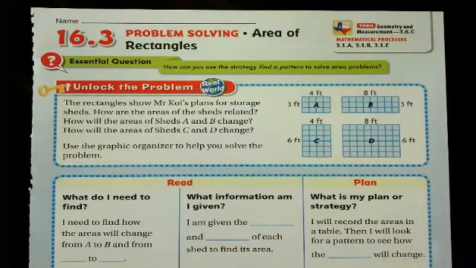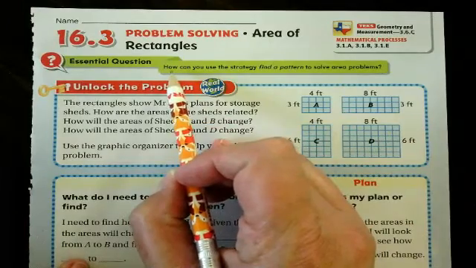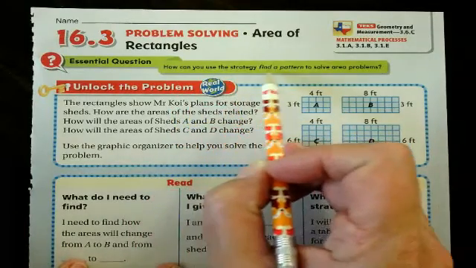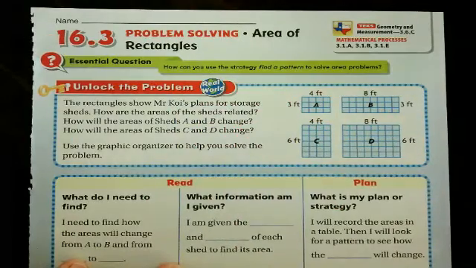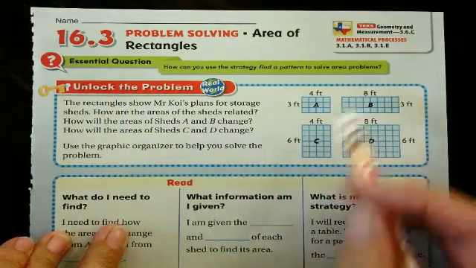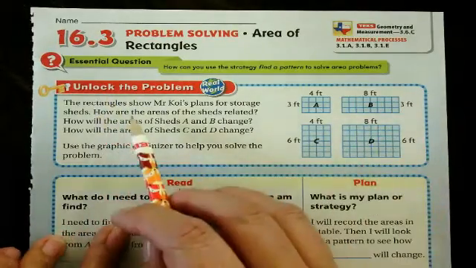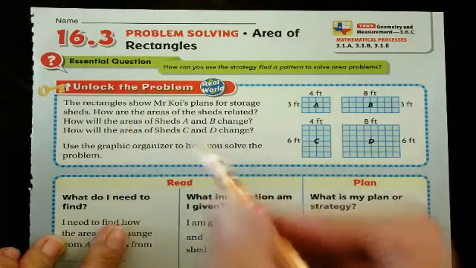So the first thing we needed to do was unlock the problem. Today we're going to be answering the essential question, how can you use the strategy find a pattern to solve area problems? So we're looking at the patterns that the numbers make whenever we're doing area. So let's talk about this. Unlock the problem. The rectangles, these over here, show Mr. Coy's plans for storage sheds.